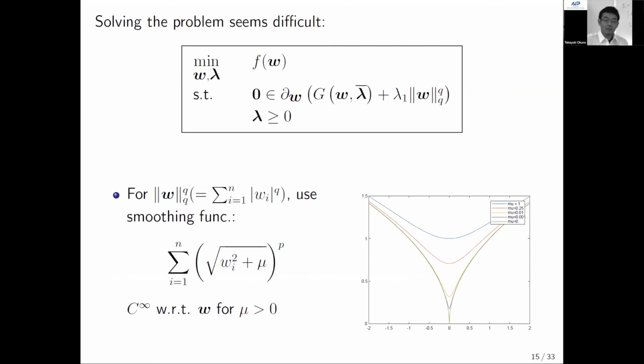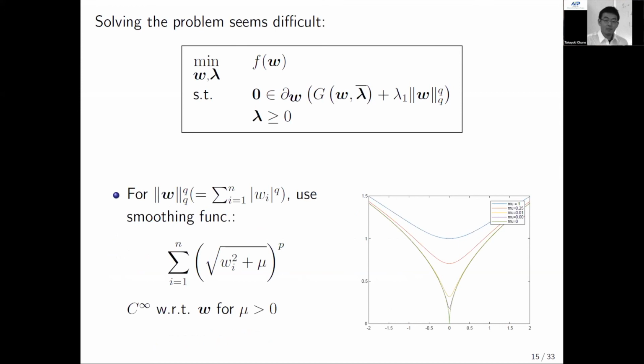As far as we know, there exists no algorithm that can solve this kind of problem, because there is a set-valued mapping constraint. This is very difficult. This is not tractable. Okay, so to overcome this difficulty, we use a smoothing function.